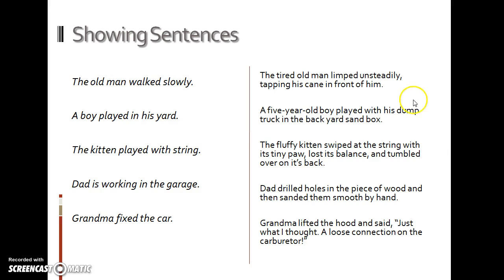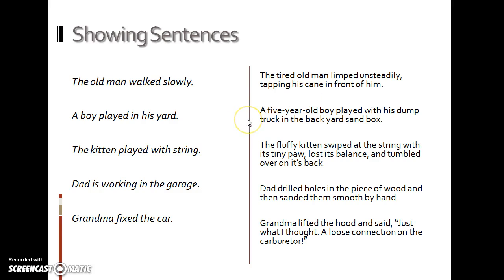So here's an example. The tired old man limped unsteadily, tapping his cane in front of him. That tells me who, tired old man, so there's an adjective that describes the old man, how he limped unsteadily, and what he did. He tapped the cane in front of him.